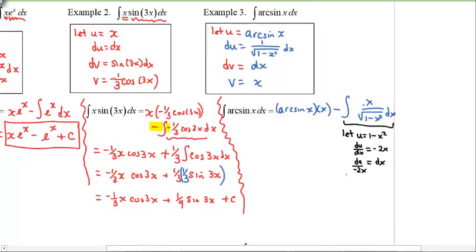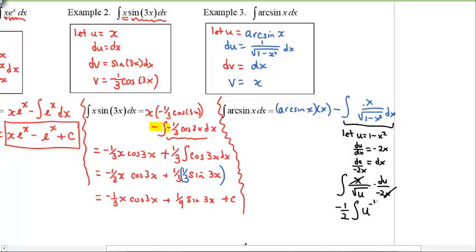Ooh, all this work for the integral. So instead of having x over root 1 minus x squared, we now have x over root u. Instead of having dx, we now have du over negative 2x. Beautiful. The x's disappear. I get a factor of negative 1/2 outside.